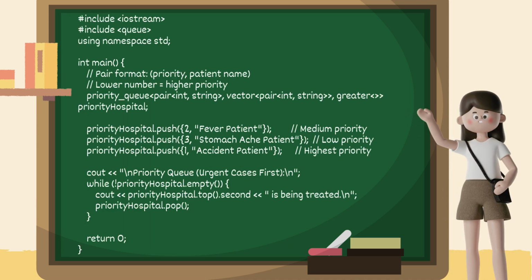Now we push 3 patients into the priority queue. priorityHospital.push 2, fever patient. priorityHospital.push 3, stomach ache patient. priorityHospital.push 1, accident patient. Here, the accident patient has priority 1, the fever patient has priority 2, and the stomach ache patient has priority 3. Lower number means more urgent.